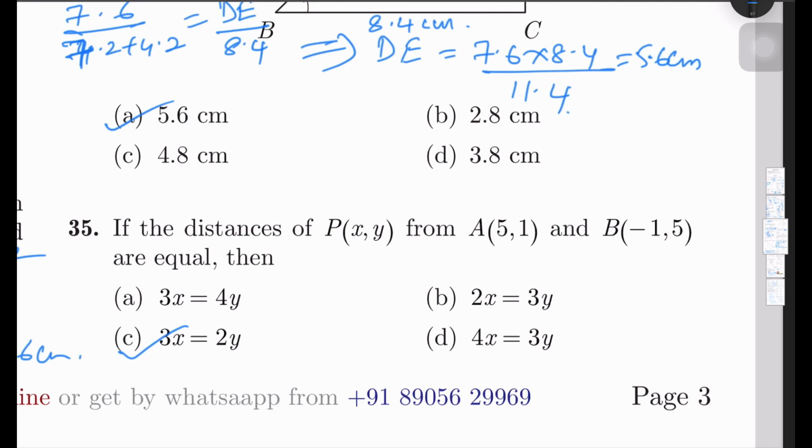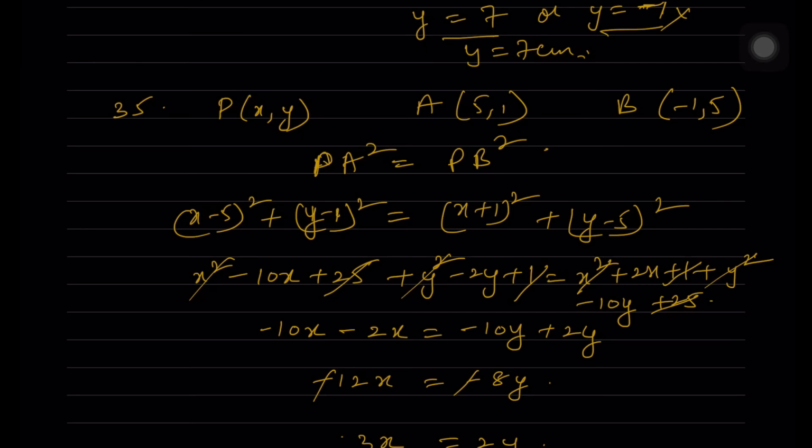Now if the point P(x, y) is equidistant from A(5, 1) and B(-1, 5), then you have to prove one of the options. Because the point P is equidistant from A and B, you get PA square is equal to PB square. So you apply the distance formula, x2 minus x1 plus y2 minus y1. I have taken PA square, so I removed the square root on both sides. So (x minus 5) whole square plus (y minus 1) whole square is equal to (x plus 1) whole square plus (y minus 5) whole square.